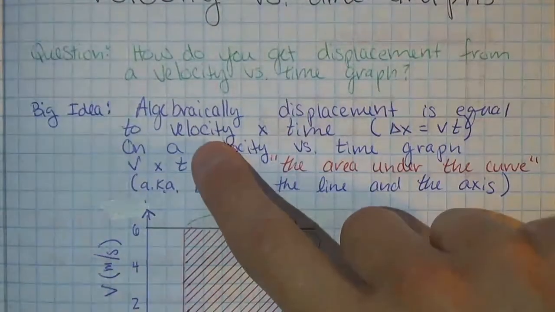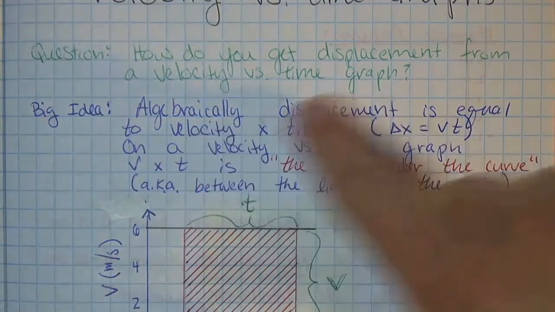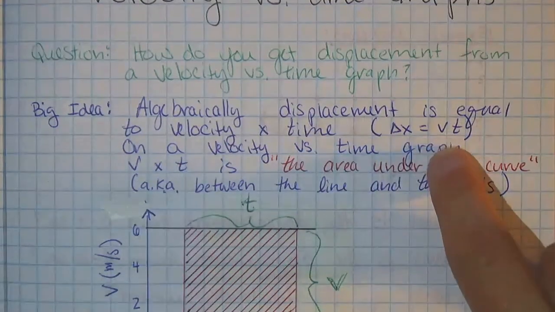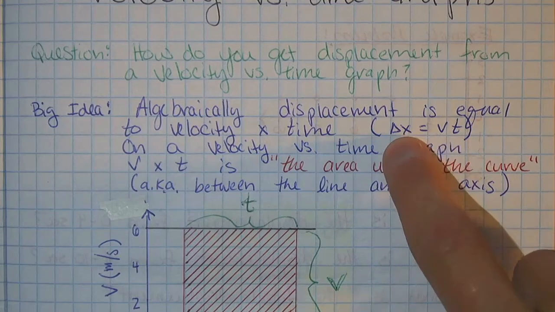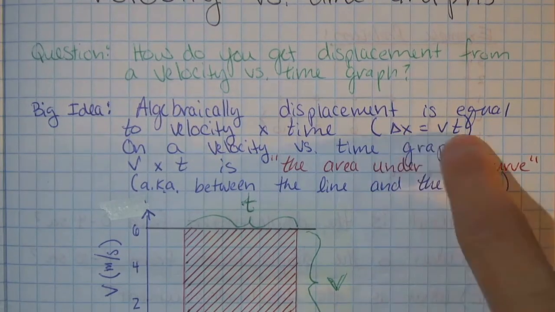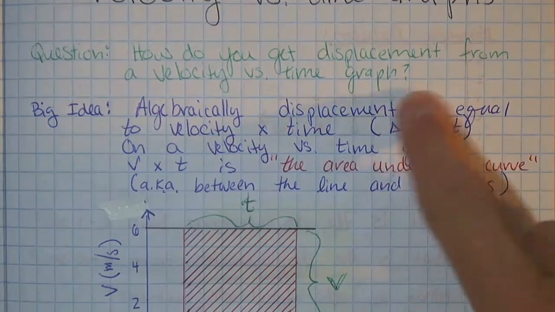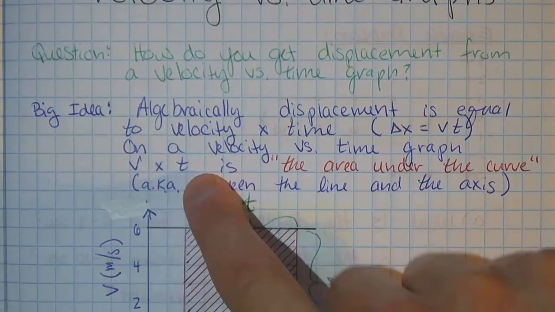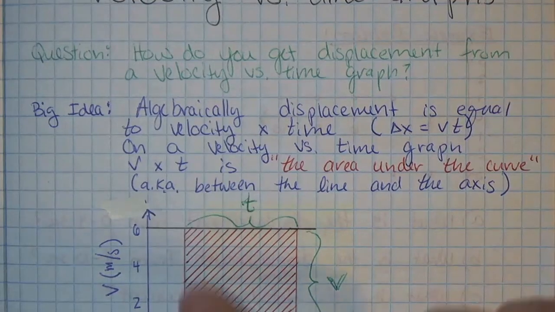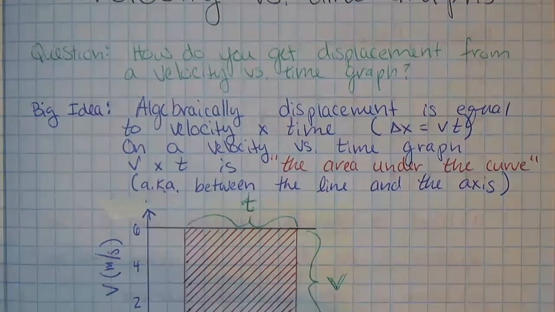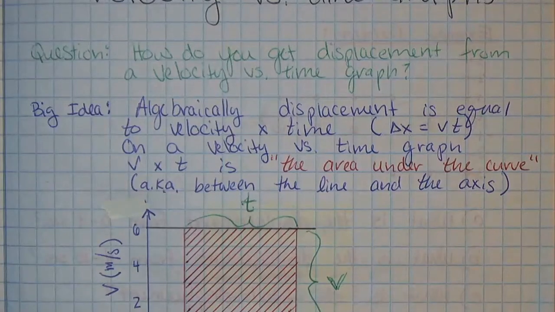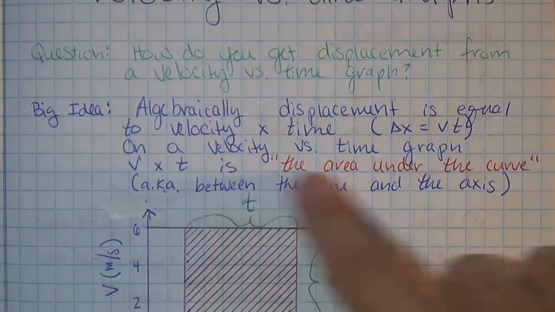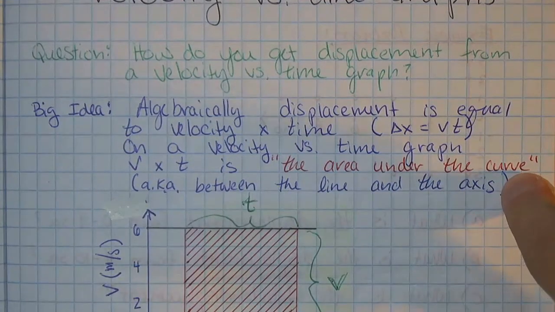Okay, so let's remember back to the equation. Algebraically, displacement is equal to the velocity times the time, right? That's just you're going 60 miles an hour for 2 hours. Well, that means you went 120 miles, right? So that's nothing that we're unfamiliar with here. So if you have a velocity versus time graph, velocity times time is going to be an area, right? Because velocity is going to be more or less the height, and time is going to be the base. So that's velocity times time. That's what we call the area underneath the curve.